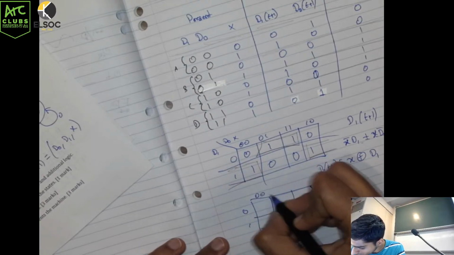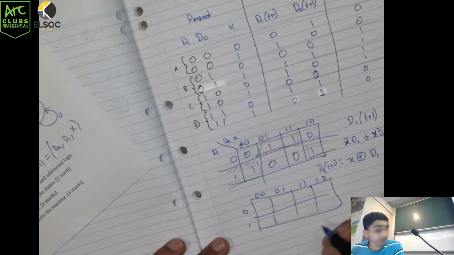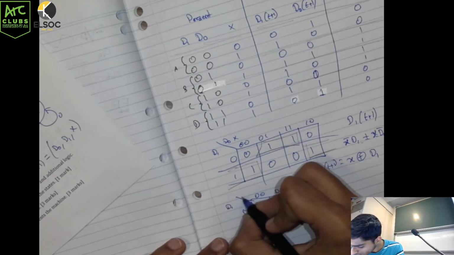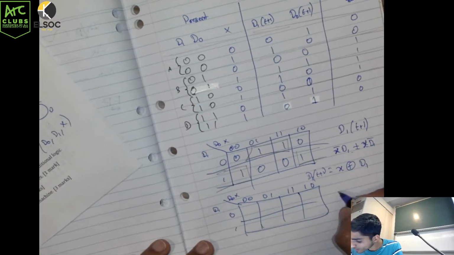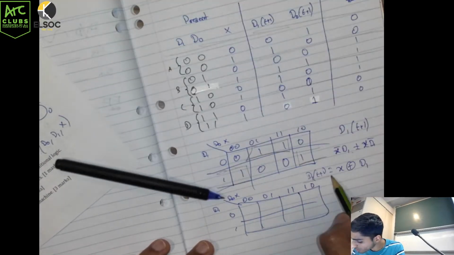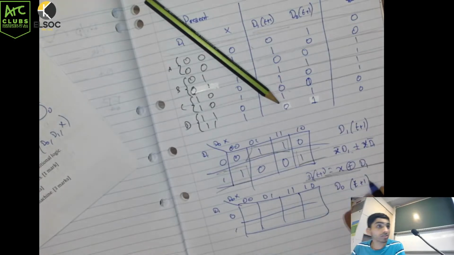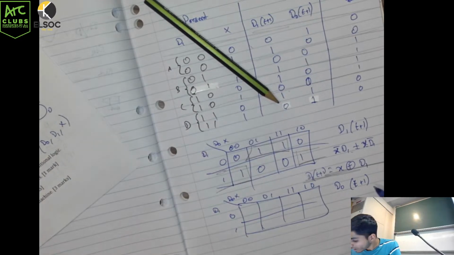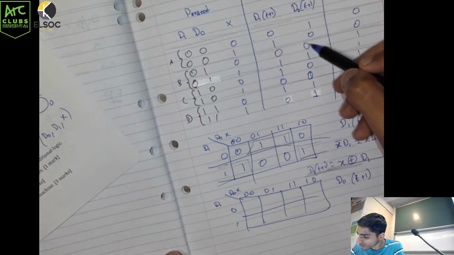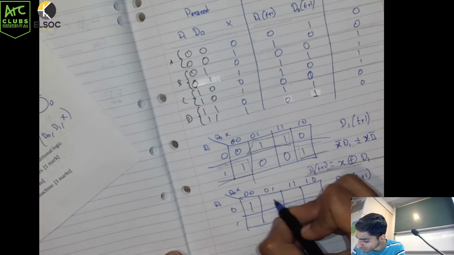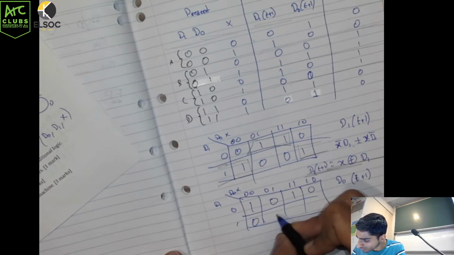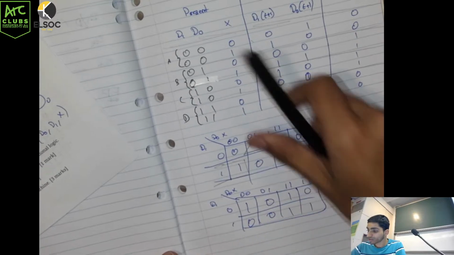0, 1, 0, 0, 0, 1, 1, 1, 1, 0. D1, D0, X. Let's call this table a function for D0 of T plus 1. Still working online, right? Awesome. 1, 0, 0, 1, 0, 0, 1, 1. Awesome.